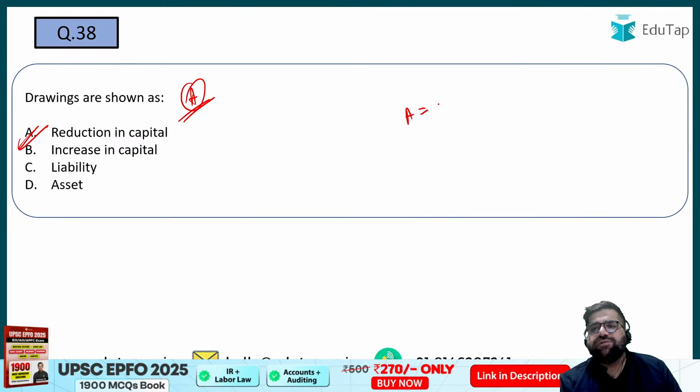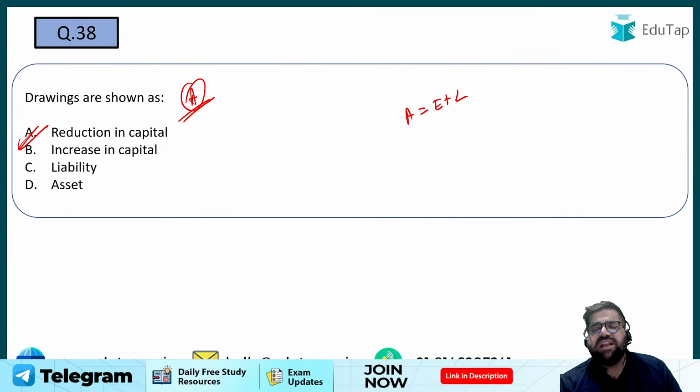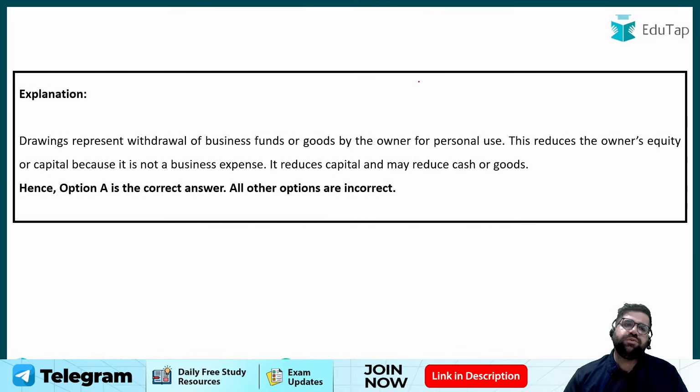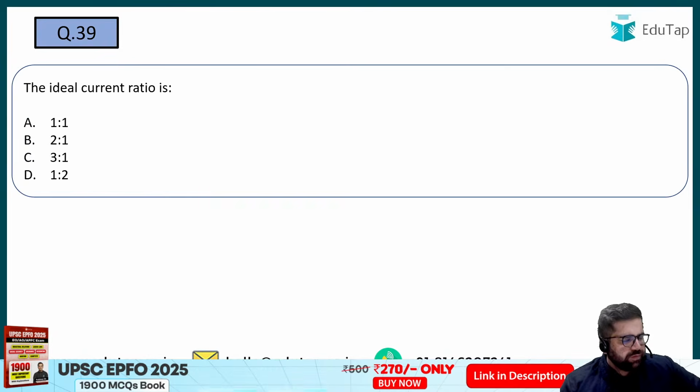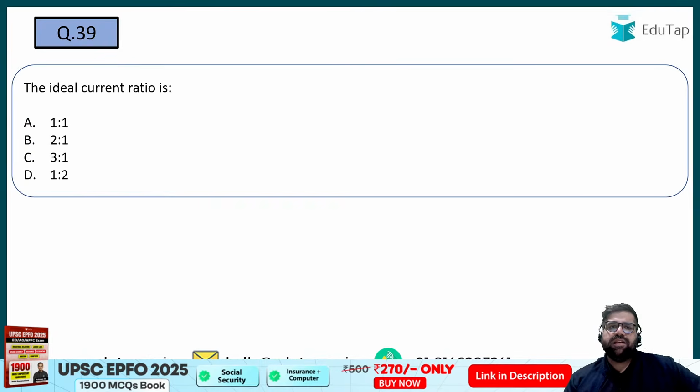Balance sheet equation is what? Assets is equals to equity plus liability. So if your equity reduces, that is a kind of drawings only. So answer over here will be option number A again. Question number 39 now. Ideal current ratio value is what?